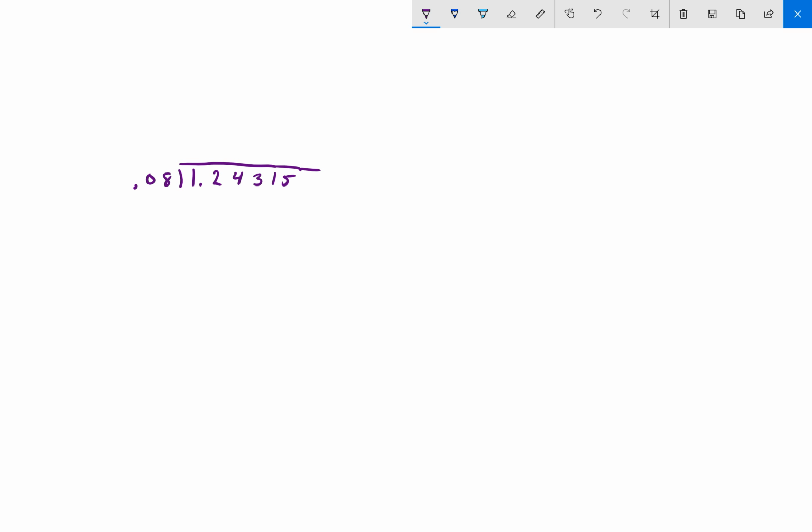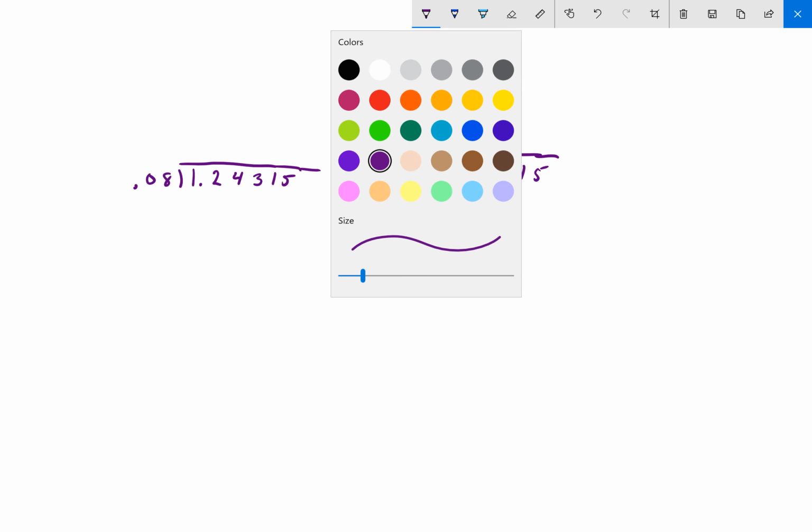Alright, so once again, I'm going to have to move my decimal place 2 spaces over, which means I'm going to multiply this by 100. And then I have to move this over 2 spaces, which means I'm multiplying that by 100. Now that I've done that, and this is a whole number, I can put my decimal up. So now, let's see what happens. I'm going to use a nice green color.